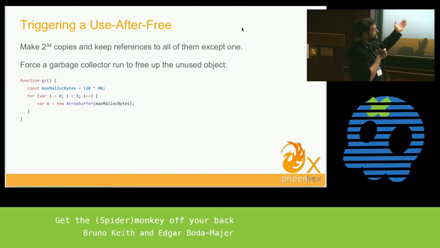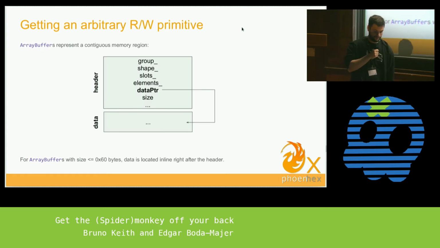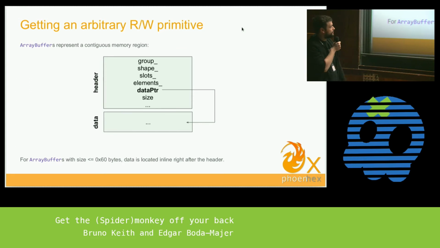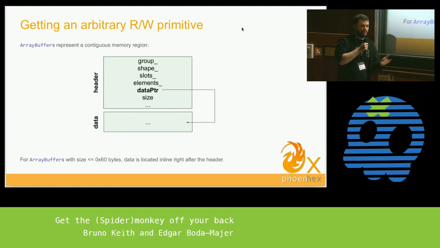So we'll basically create a bunch of copies and keep reference to them, except for one, and trigger the garbage collector, and that basically will free the memory. So now steps 2 and 3, actually, we need a good target object to reallocate in the freed memory. And for that, basically, we're going to use array buffers.